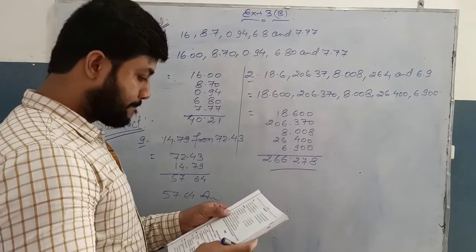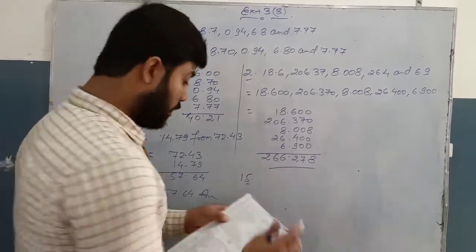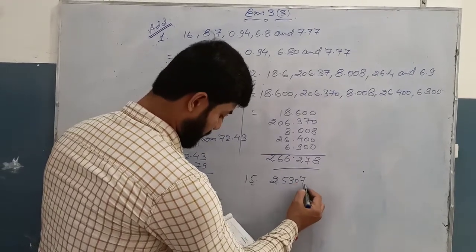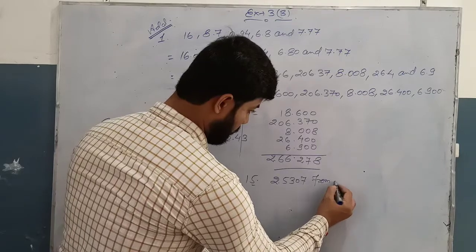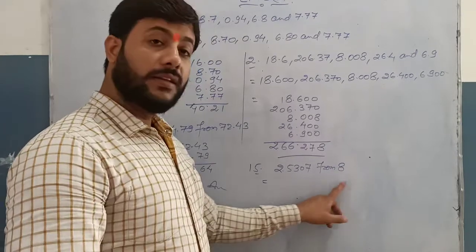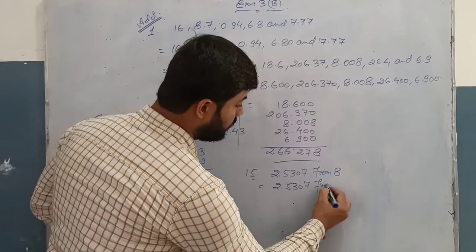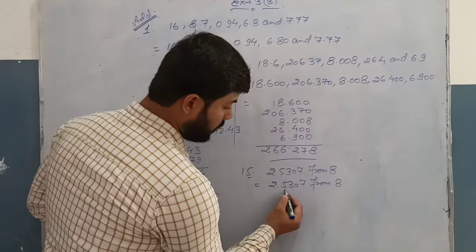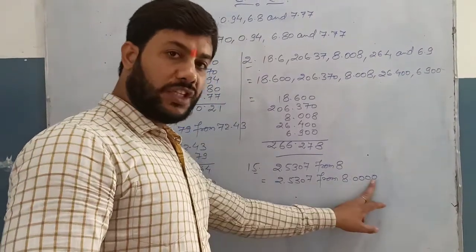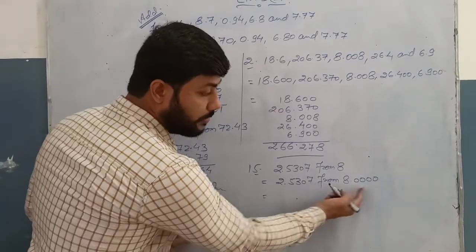Question number 15 is a little bit different for you. Question number 15 says 2.5307 from 8. At first we have to make them into like decimals. So that is 2.5307 from 8.0000. Now both are like decimals. Now we have to reduce 2.5307 from 8.